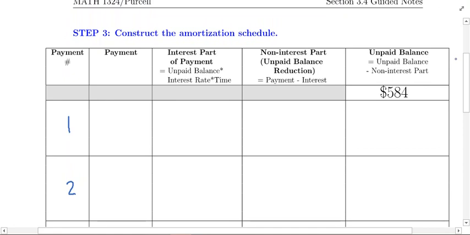And then in the second column, we're going to put down our payment every time we make a payment. How much did we pay?